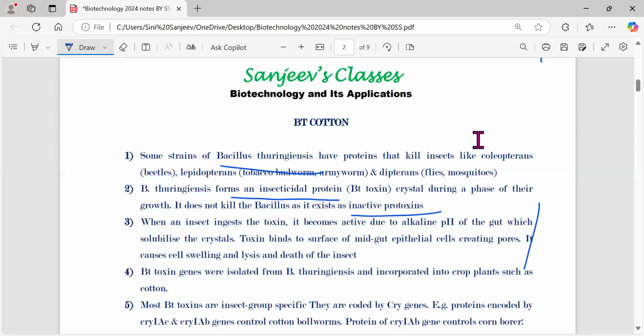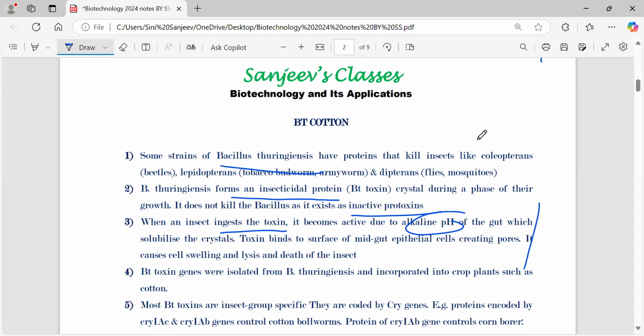Inactive protoxins. Okay. So whenever a beetle or any other pest comes to eat the leaves or any other parts of the plant, what is going to happen is they will take in that particular toxin. That means they are going to eat or ingest that particular insecticidal protein. When they ingest it, it will enter into their gut. And in their gut, they will have what? An alkaline pH. So in the alkaline pH, the Bt toxin crystals will solubilize themselves and they will get activated.